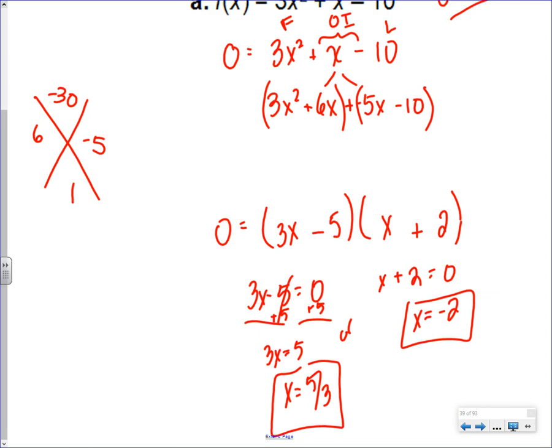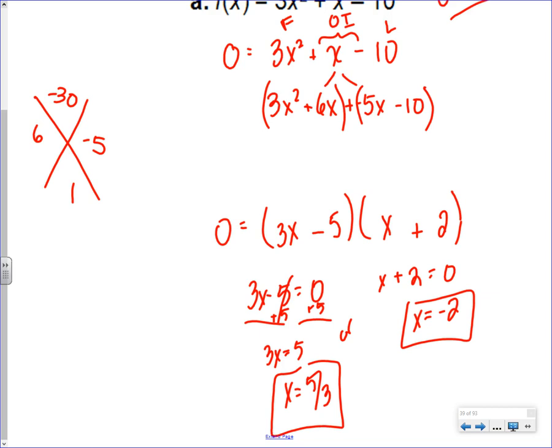This is called the grouping method. You multiply the 3 and the negative 10, negative 30. Look for factors that multiply to be negative 30 and add to be the inner term of 1x. Take that 1x and you split them up using the factors that you found. So I made a 6x plus a negative 5x. That does work.